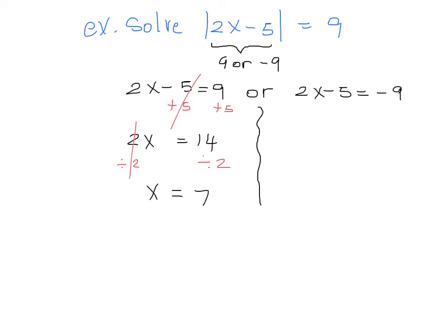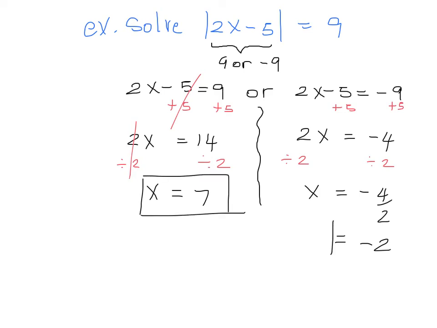But that is only one of our solutions. We still need to find the other solution. So we go over to the other side, and again we add 5 to both sides, getting that 2x is equal to negative 4. And we continue by dividing both sides by 2, and we get that x is equal to negative 4 over 2, which simplifies to negative 2. So our absolute value equation has two solutions, 7 and negative 2.